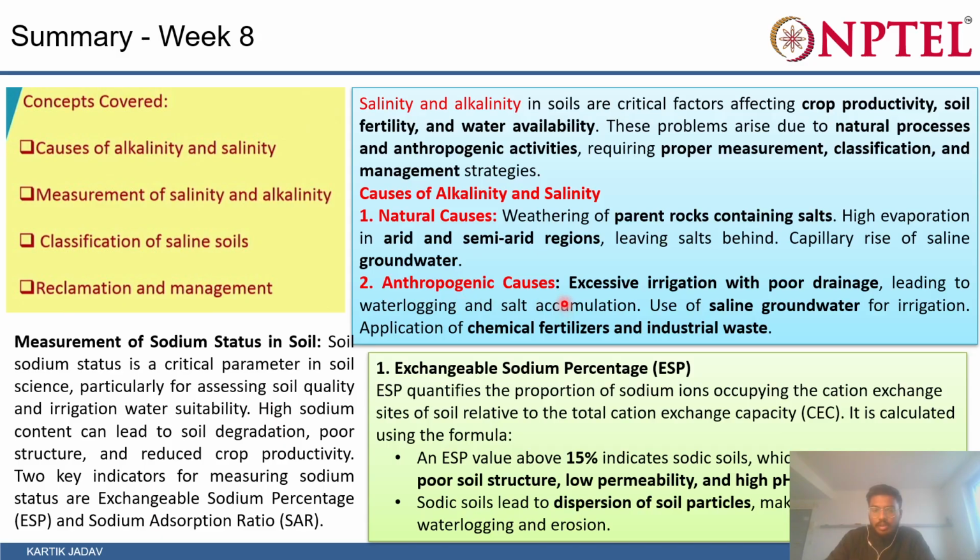The anthropogenic causes are excessive irrigation with poor drainage, leading to waterlogging and salt accumulation, use of saline groundwater for irrigation, and application of chemical fertilizer and industrial effluents. Nowadays there is also increasing use of treated wastewater for irrigation, which also contains lots of chemicals and waste, and that may also lead to salinity and alkalinity.